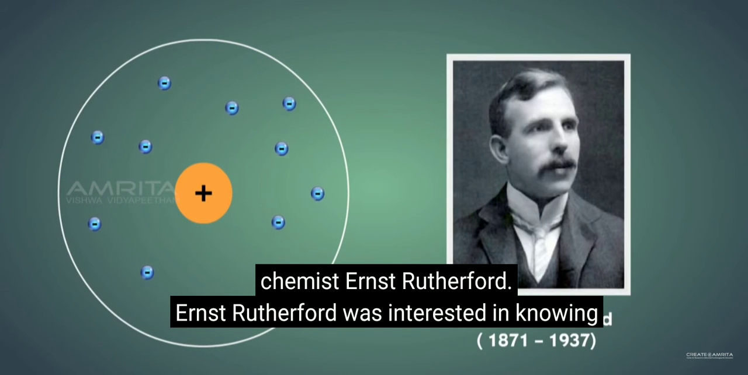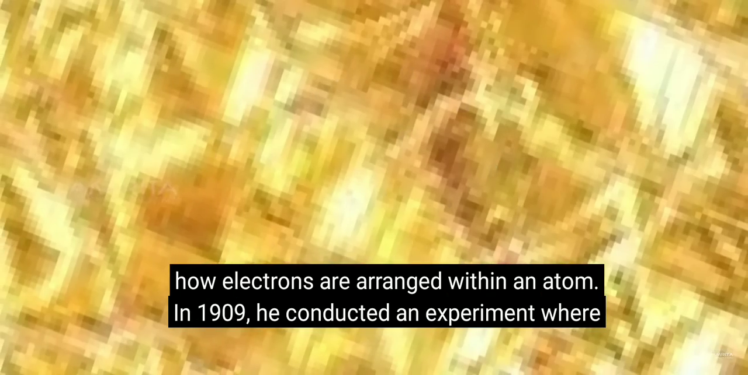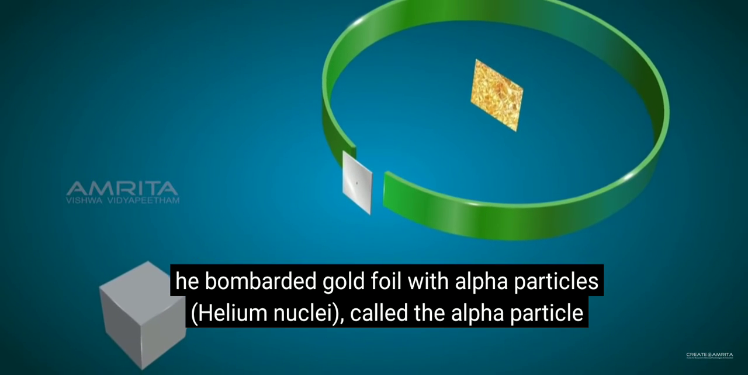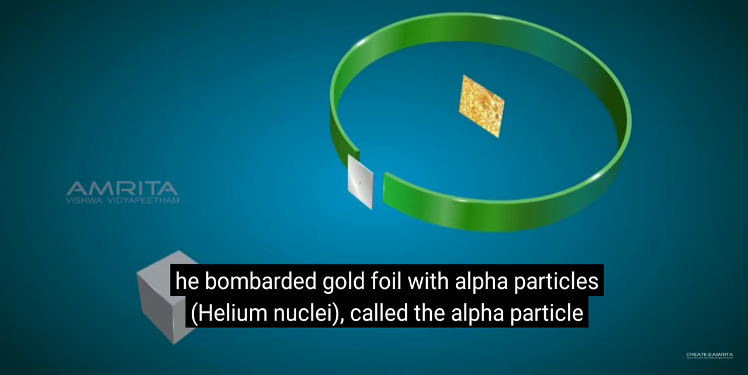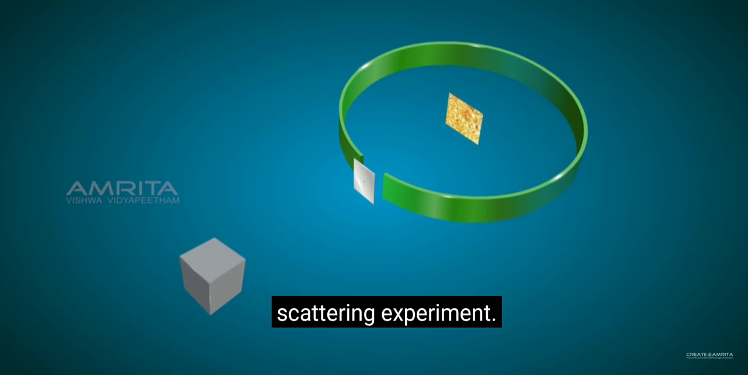Ernest Rutherford was interested in knowing how the electrons are arranged within an atom. As such, in 1909, he conducted an experiment where he bombarded gold foil with alpha particles, or helium nuclei, called the alpha particle scattering experiment.